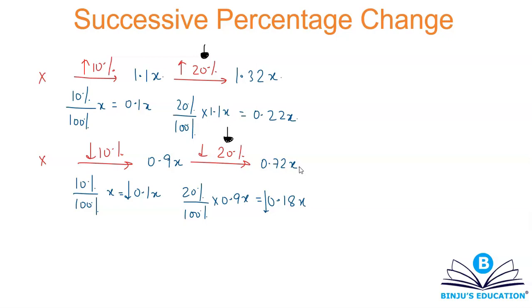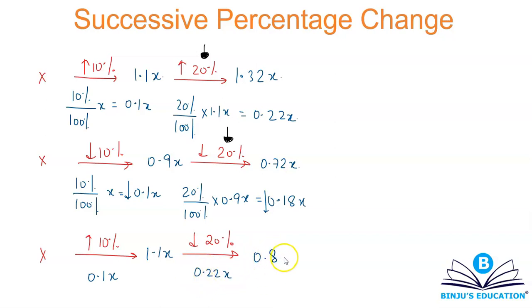We can take another example. Why only two decreases? We can have an increase, we can have a decrease also. So increment by 10%, then decrement by 20%. Again the same method. If you are increasing it by 10%, you are basically increasing it by 0.1x. So this will become 1.1x. Now 1.1x is decreased by 20%. So decreasing 1.1x by 20% is like decreasing it by 0.22x. So this will simply become 0.88x. 1.1 minus 0.22 is 0.88. So the answer is 0.88x.